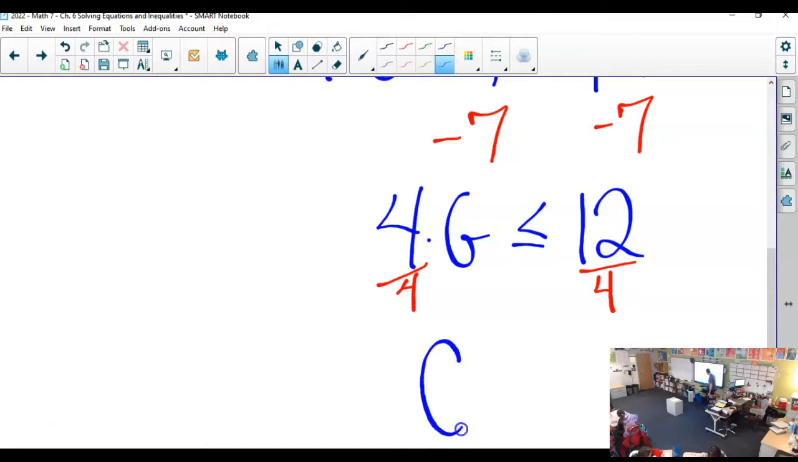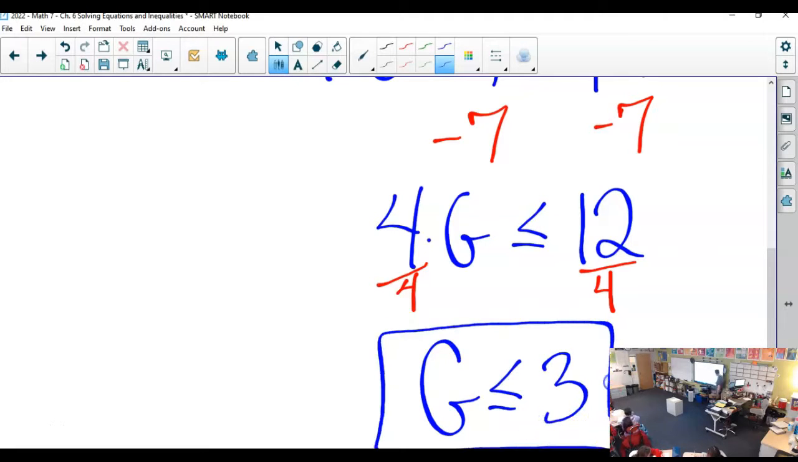John, your brain is glitching out today. You're not listening to what I'm asking. You're just shouting out whatever numbers you want. G is less than or equal to 3. But what label would go on that? It's not dollars. What was G finding for us? Gifts.